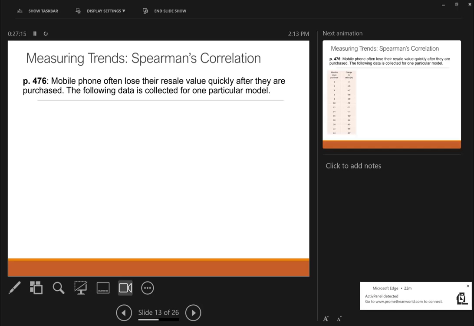All right, so let's take an example here. Mobile phones lose their resale value quickly after they're purchased. The following data is collected for one particular model. What you have is the percent change in value and how old the phone is in months. Everybody, you see that? Looks okay.